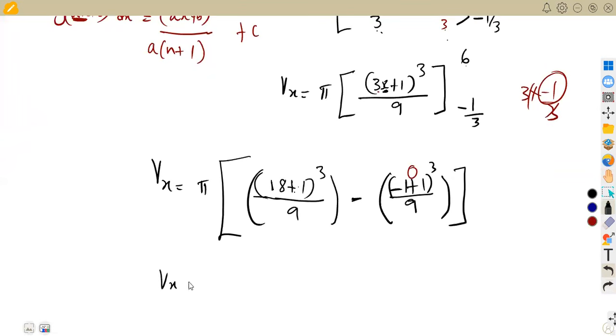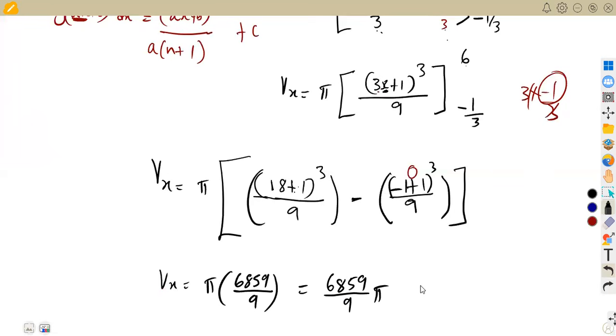We simplify properly. You can ignore this pi here. So if you ignore this pi and simplify this part, you're going to have 6,859 everything over 9 like this. All right, so that is what you're going to have, which is the same thing as 6,859 over 9 pi like that.